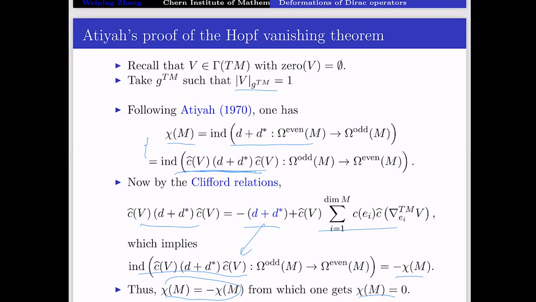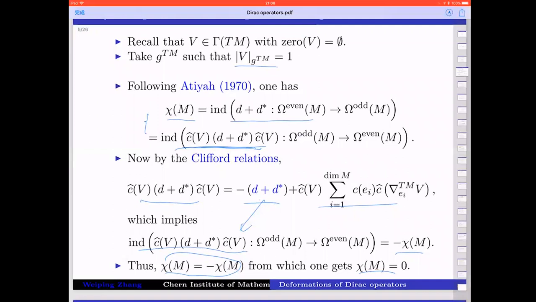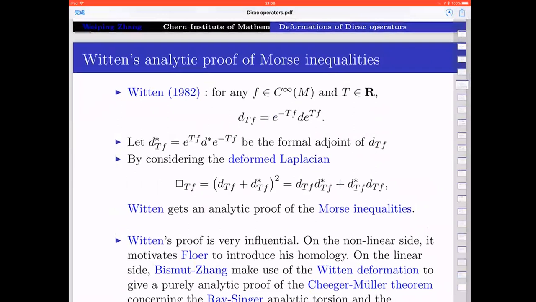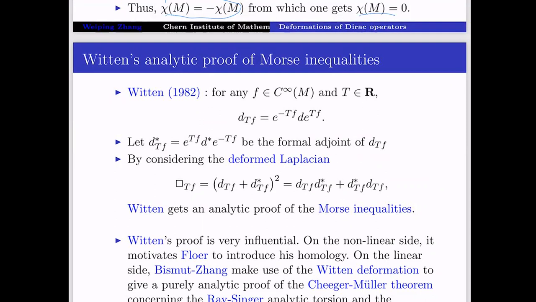But after this early example, the new era of this kind of deformation of geometric operators actually started with Witten's famous paper dating to 1982 on his analytic proof of Morse inequalities. So he takes any smooth function f, and defines a deformation of the exterior differential operator, e to the minus tf d e to the tf, where t is any real number, and then takes the adjoint here. If t is imaginary, then this will exchange, so you get almost nothing. But the real operator is very important.